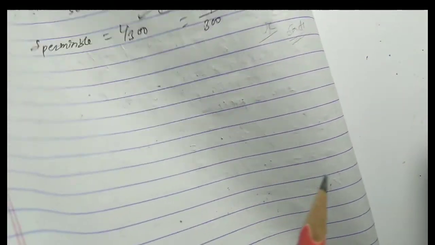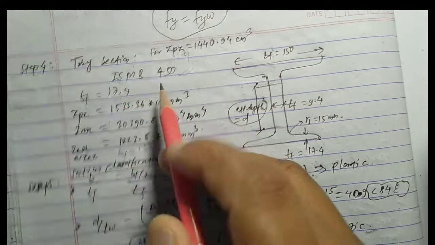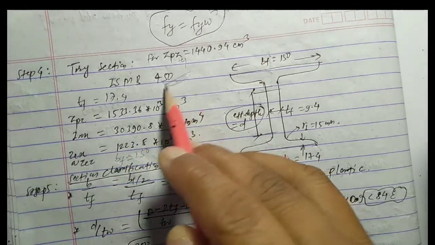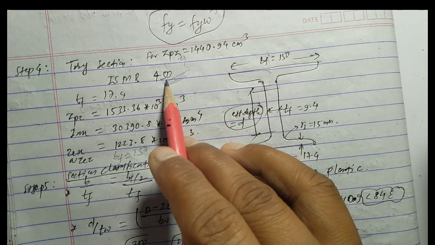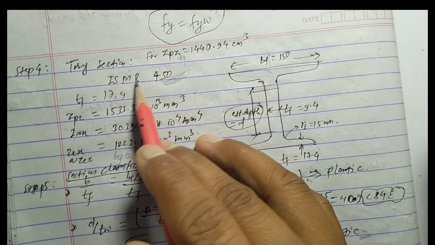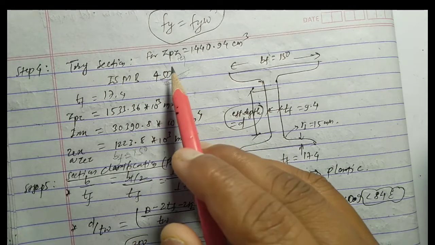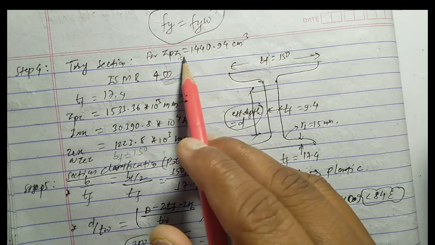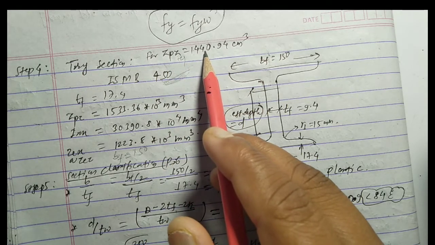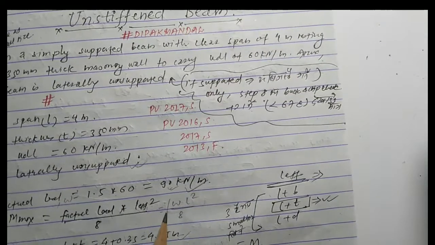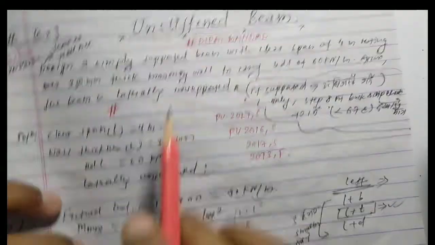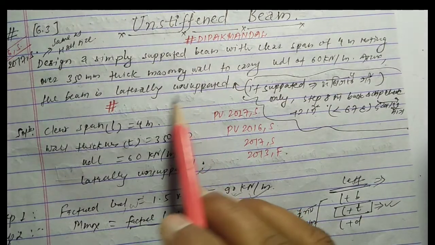So we will take the section chosen, that is ISMB 450, which is correct and safe in every condition. We will finally adopt ISMB 450 with ZPZ more than the required value. Okay, so our design is completed. In this way we have designed the unsupported beam, the laterally unsupported beam.